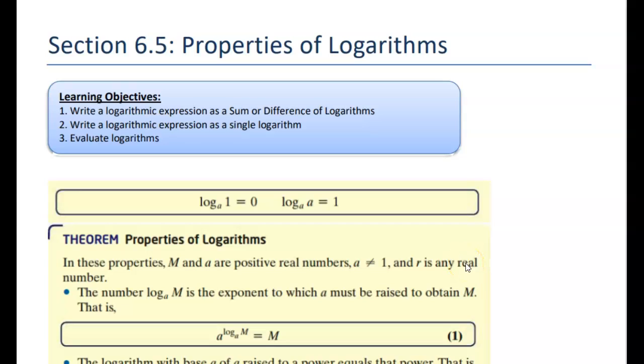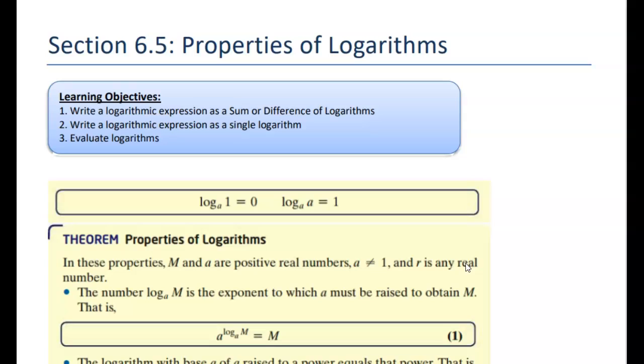Hello and welcome to section 6.5. So here we're going to look at some properties of logarithms that will help us solve more exponential and logarithmic equations. So let's start looking at them.